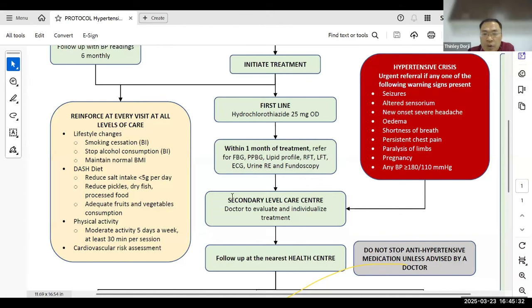Then the doctor will see the test reports and evaluate and individualize the treatment. This would mean that if the patient has no risk and no complications, which is the most common scenario, and the patient is absolutely fine, BP was around 150, and with hydrochlorothiazide you have been able to bring it down to 130, then you would not add any other agent. If you would like to add another agent, the second line is losartan. It will come down the line, but if there are no complications, please continue the patient on hydrochlorothiazide.